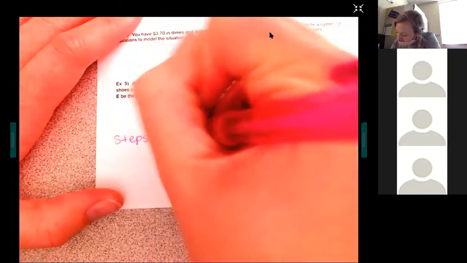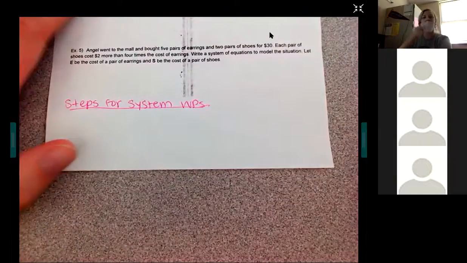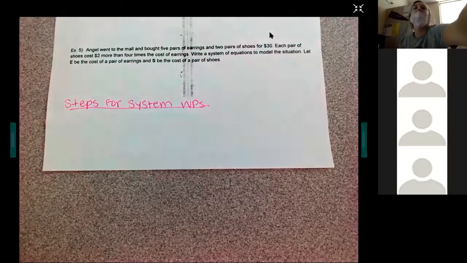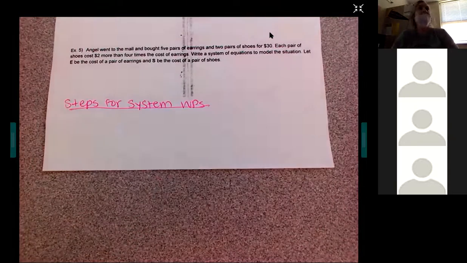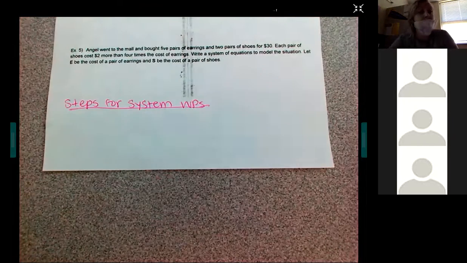So steps for system word problems. That is crooked, but it's okay. Tay. Oh, I know. Boom. It was me. Don't get mad at anybody. It was me. You got to take your notes, boo. Stop being crazy. What'd you say, bud?